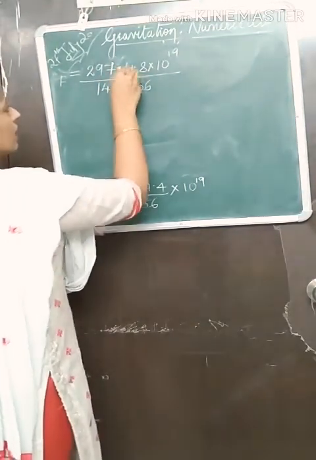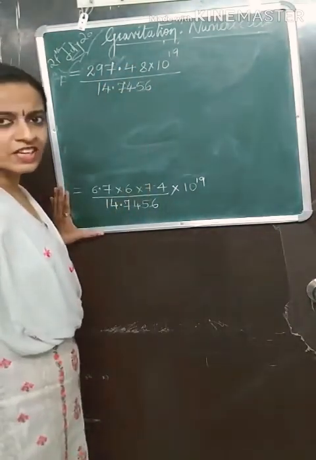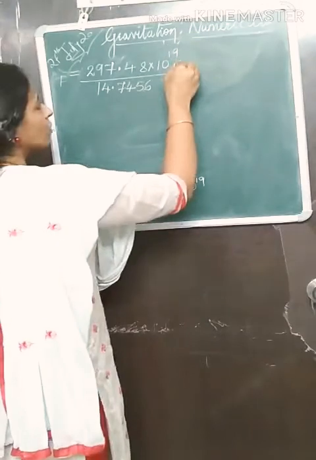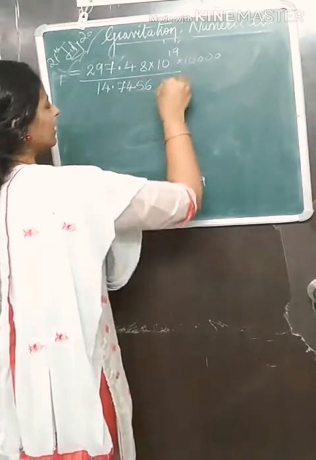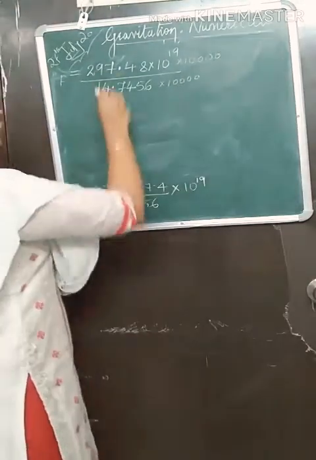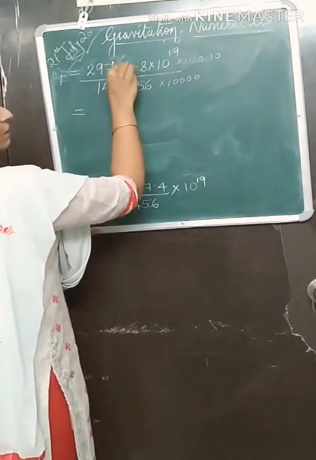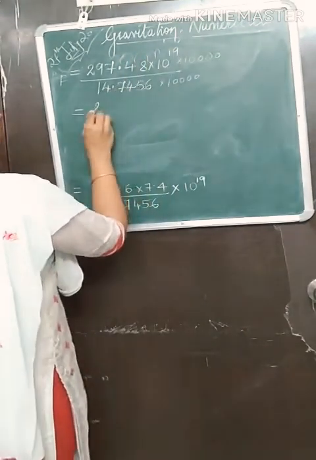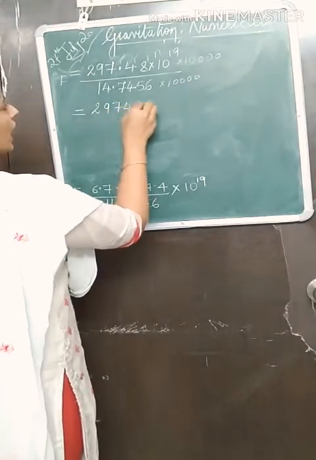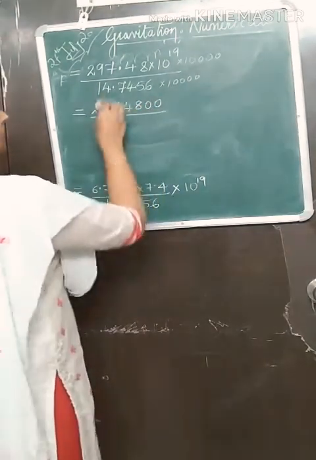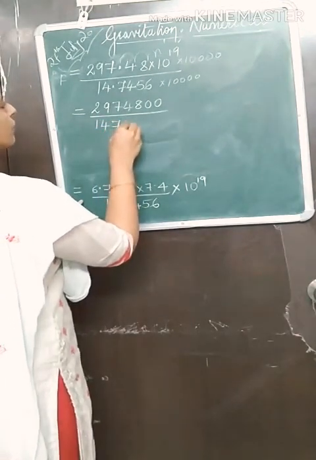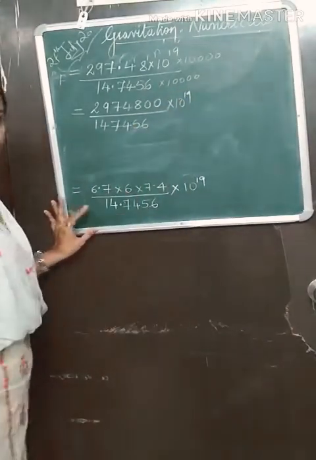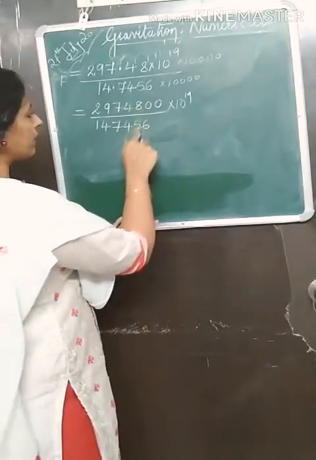As you can see here, after the decimal point 2 digits, and down we have after the decimal point 4 digits. So let us multiply by 10,000 up and 10,000 down. So what will you get here? You will get 4 zeros, no? So 4 times to the right: 1, 2, 3, 4. So you get 2974800 divided by 147456, and in the same way 10 raised to 19. Okay, I will divide these two numbers.